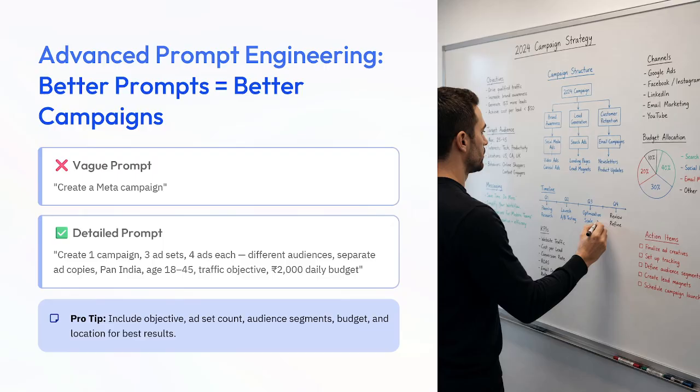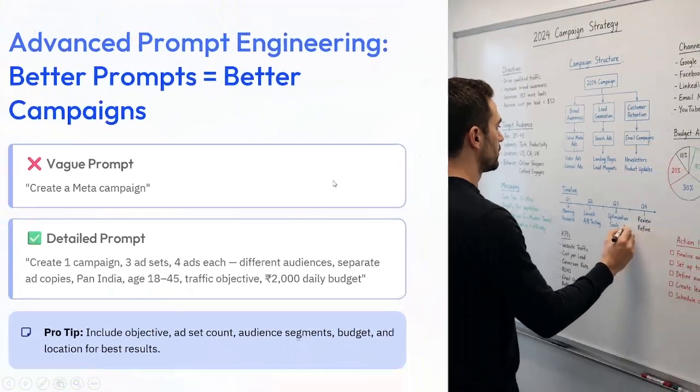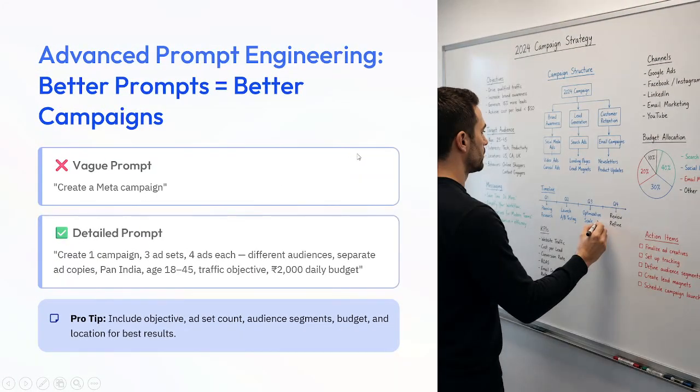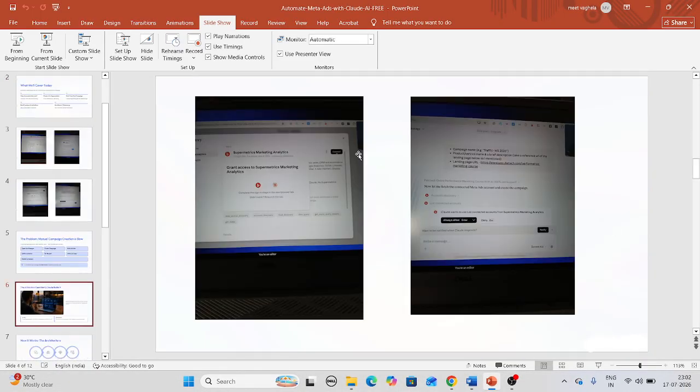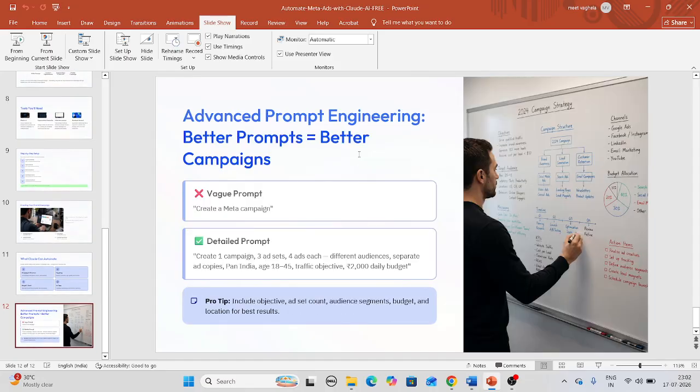So remember this rule every time: the more specific your prompt, the better your campaign. Just fix it in your mind because this is very important. The better the prompt that you give, the better the campaign it will give to you. Okay, I hope you got the point of how you have to give the prompt. So yeah, this is all about the whole thing. I have covered all these things for you.